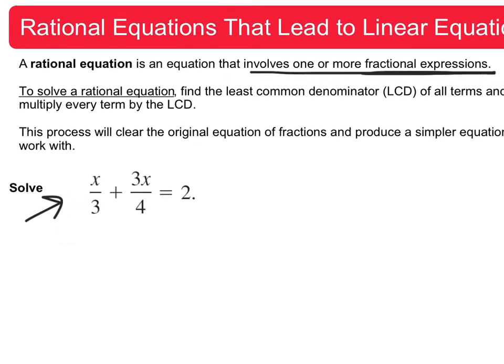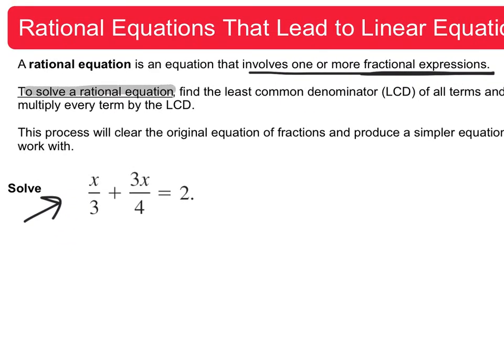To do that, if you look at the "to solve" part here, you find the least common denominator of all the terms and then multiply every term by that least common denominator. You've done this before, so once we do a few, it should look familiar. When you simplify, it'll eliminate all the fractions, so you just have a simpler equation to solve.